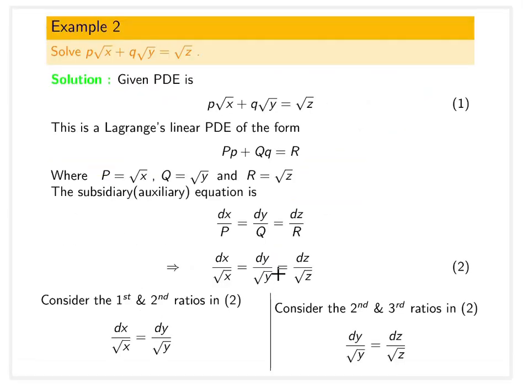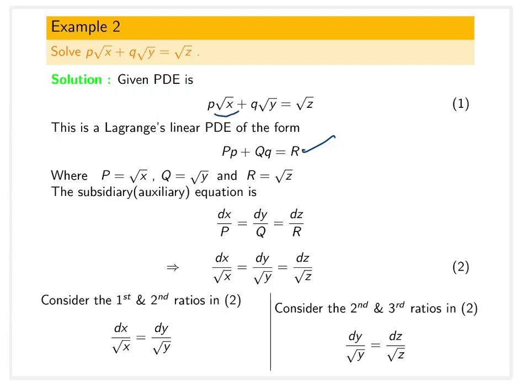So the next problem: solve p root x plus q root y is equal to root z. The given partial differential equation is of the form capital P small p plus capital Q small q equal to capital R. Therefore, it is the form we call the Lagrange linear partial differential equation.